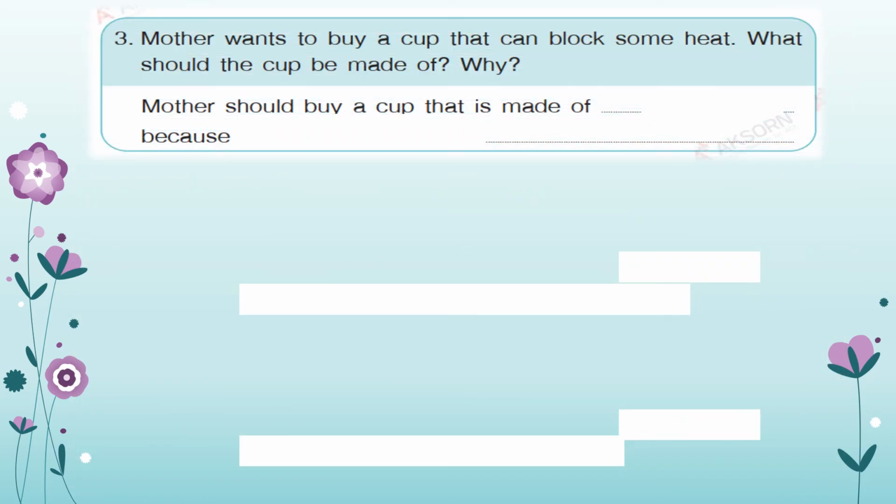Number 3. Mother wants to buy a cup that can block some heat. What should the cup be made of and why? Mother should buy a cup that is made of ceramics, because ceramic is resistant to heat. So it means ceramic can help to protect from the heat.